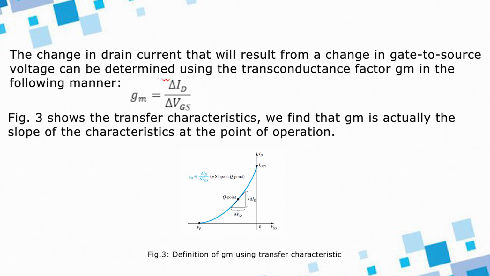This is the transfer characteristics and the Q point is represented here. Gm is the slope of this curve at Q point. Here delta ID shows the variation in drain current and delta VGS represents variation in gate to source voltage, and the ratio of delta ID to delta VGS is the transconductance. It is represented as Gm.